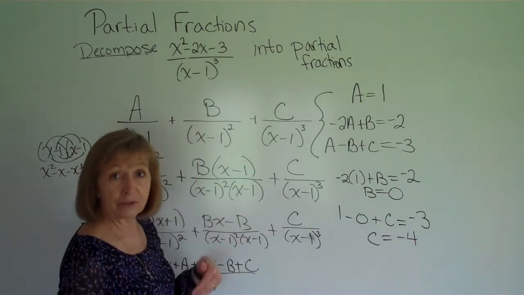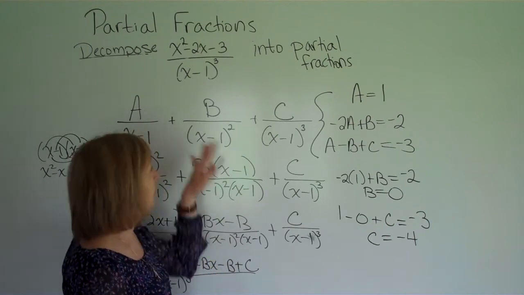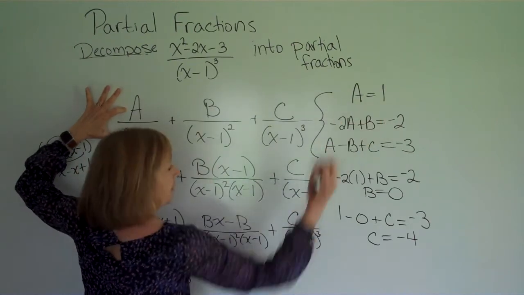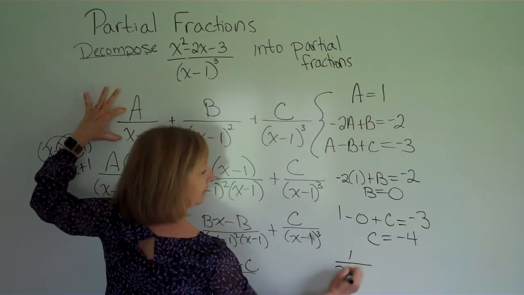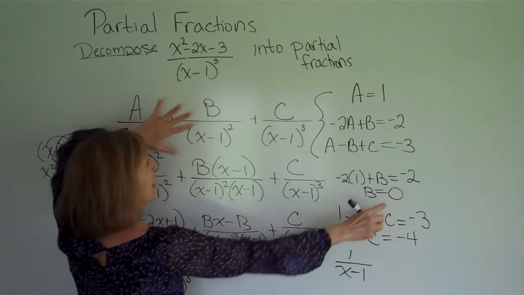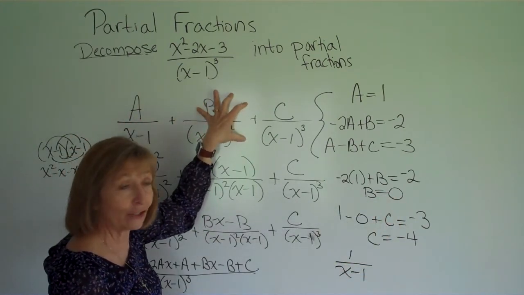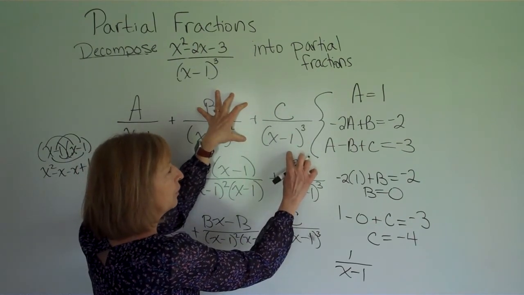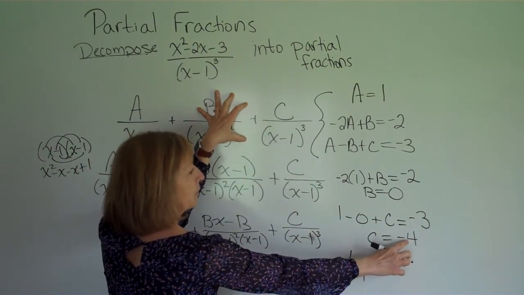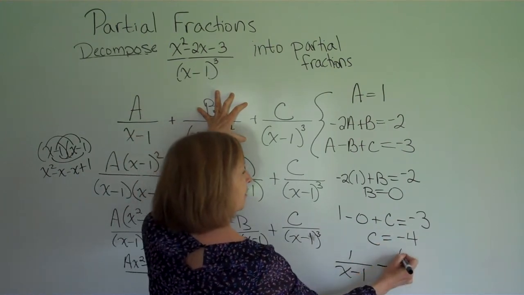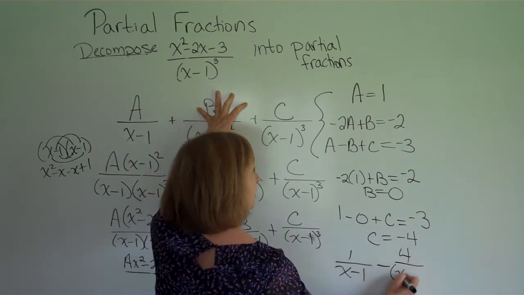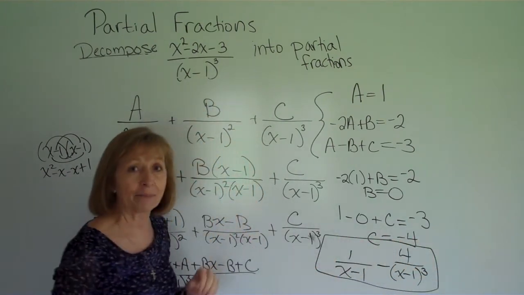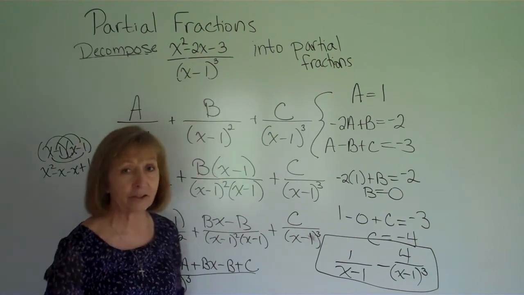So now I can just put those in the numerators of the original setup of the problem. So I have 1 over x minus 1. B turned out to be 0, so I won't have that term. And then plus c over x minus 1 cubed. Well, my c is negative 4, so I'm going to bring that minus in front. So minus 4 over x minus 1 cubed. And so that is our decomposition of that original fraction.